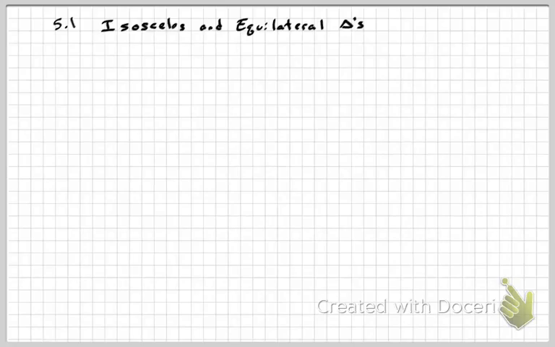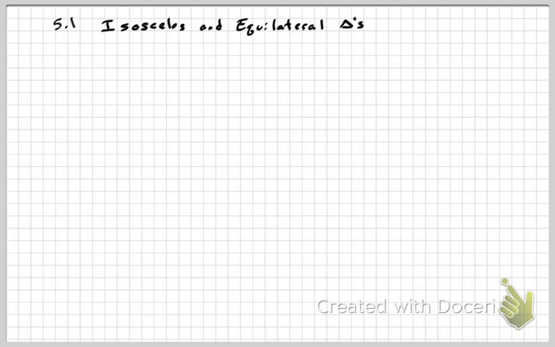What is up, everybody? All right, getting into Unit 5. Sticking with triangles. We're going to be with triangles for a little while longer still, but we're getting into more specific types of triangles now. So today we're talking about isosceles and equilateral triangles.